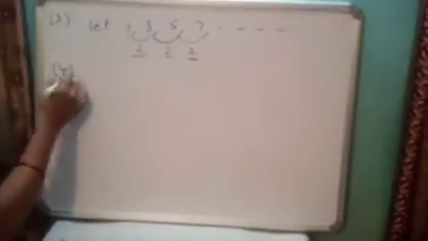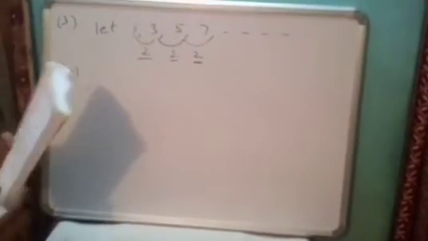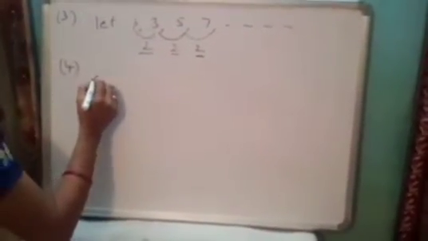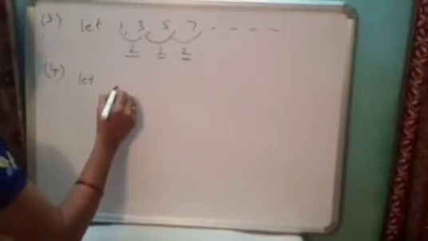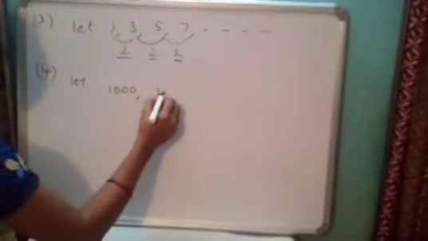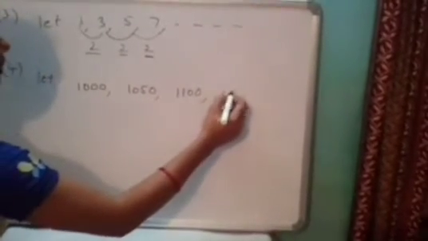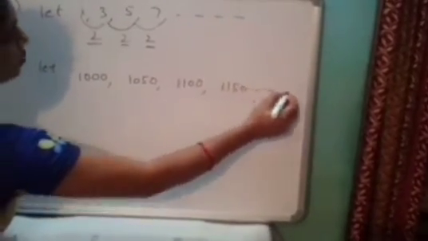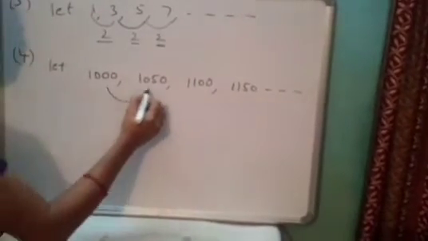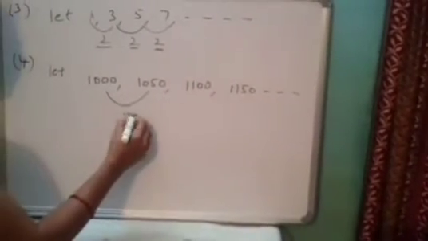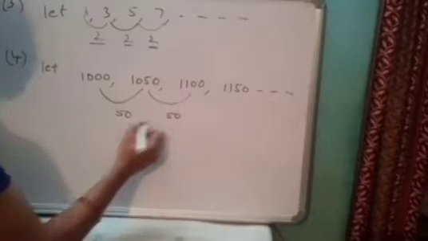And next, the fourth one. Make an AP in which the common difference is a big positive quantity. One more example: 1000, 1050, 1100, 1150 and so on. The common difference between these two terms is 50. These two terms also 50. This is a large quantity.